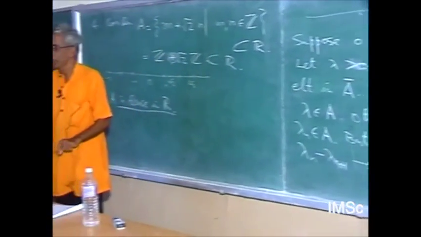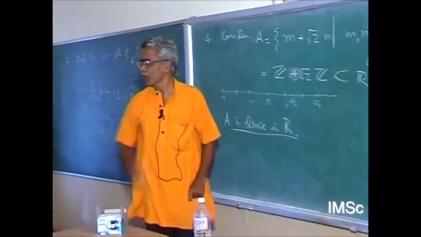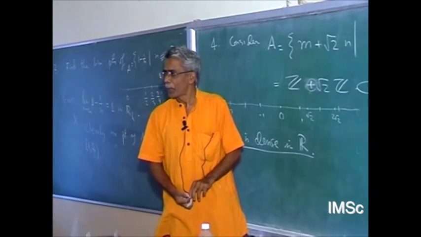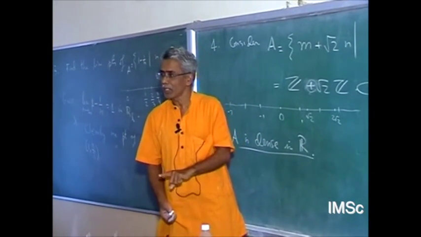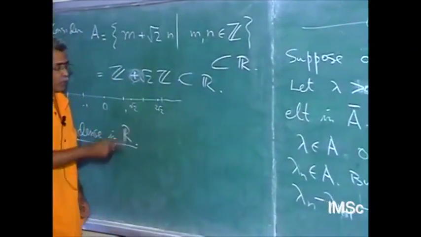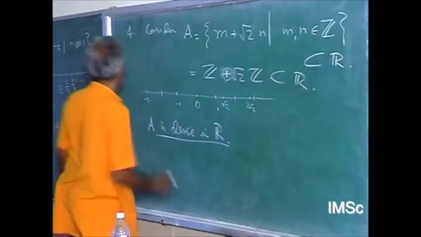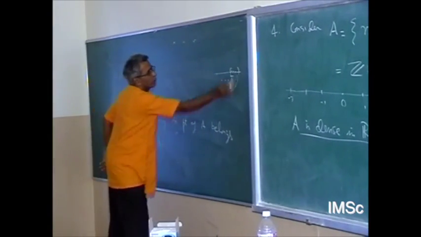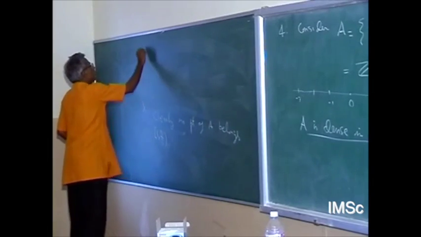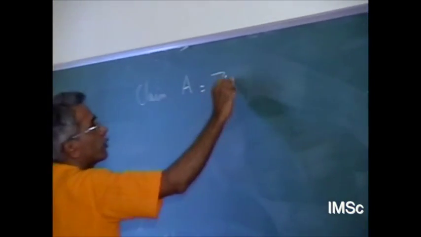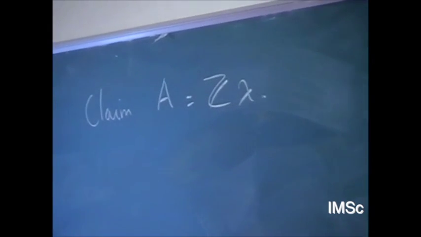Now, since lambda belongs to A, all multiples of lambda will be in A, because A is a group. But the claim is that A is a cyclic group generated by lambda. That's the next claim, and it's a nice, beautiful problem. Claim: A is equal to Z times lambda. This has to happen.